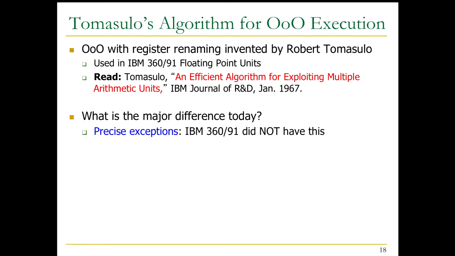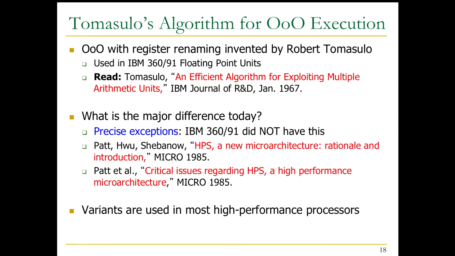Intel Pentium Pro implemented out-of-order execution with precise exceptions. So IBM 360/91 did not have precise exceptions. It was imprecise. So it was a nightmare for the programmer to deal with this out-of-order execution logic because they couldn't debug their programs. So these are some critical papers that introduce precise exceptions with out-of-order execution. And variants of it are used in most, probably most is an understatement, almost all high-performance microprocessors today.